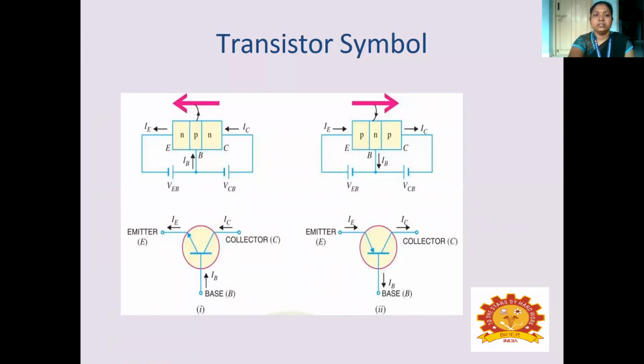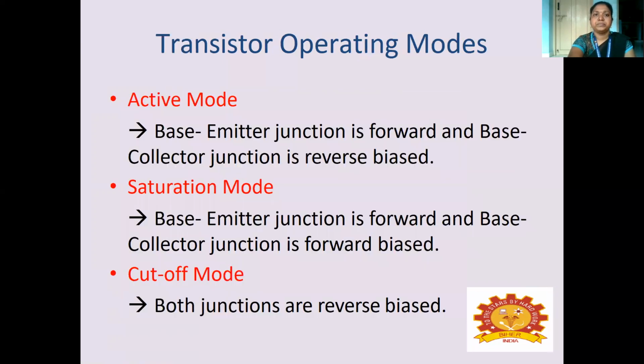And the arrow mark shows the direction of the current. That's very important. IE is outwards in the case of an NPN transistor, and in the case of a PNP transistor, IE should be inwards. Accordingly, in the symbol of the transistor, you can see the emitter current, the collector current, and the base current, and how the direction of the flow is.